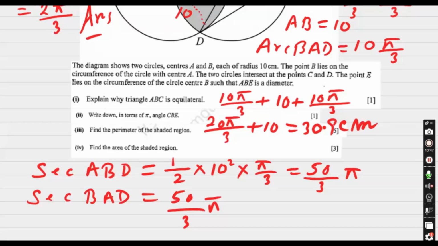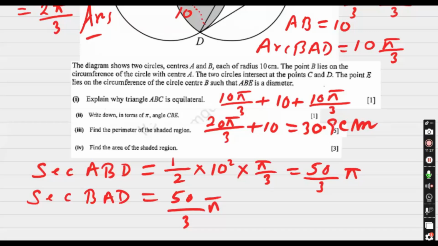Now, if we add the areas of these two sectors together, we cover the entire shaded region. But because the equilateral triangle ABD sits inside both sectors, adding them together means we have counted the triangle's area twice. So to fix this overlap, we add the two sectors and subtract the area of the triangle.